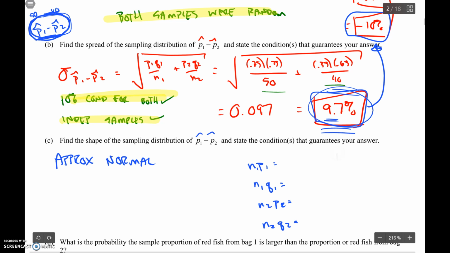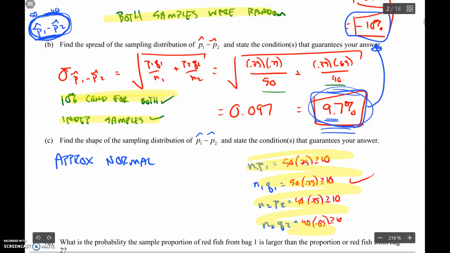Oh, I'm running out of time on this video. We got to hurry it up. So this is 50 times 0.25. That's greater than or equal to 10. This is 50 times 0.75. Definitely. 40 times 0.35. Probably going to be close, but I think we're good. And 40 times 0.65. Definitely good. So we need large counts, and technically we also need independent samples. It's a little bit of a tougher sell, but technically we need independent samples so that we know the differences are going to be whatever. Therefore, it's approximately normal.